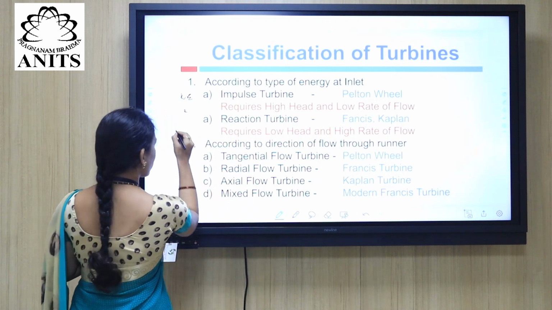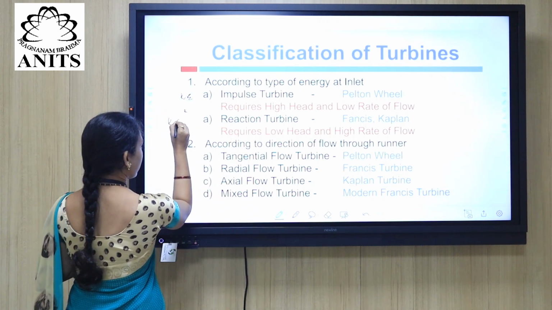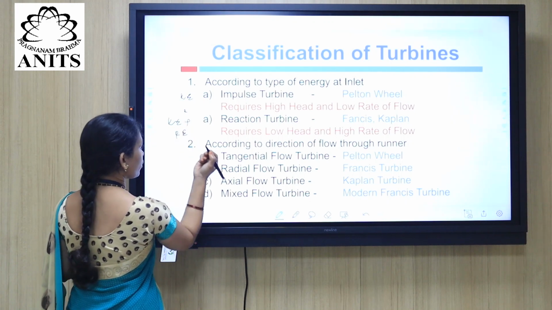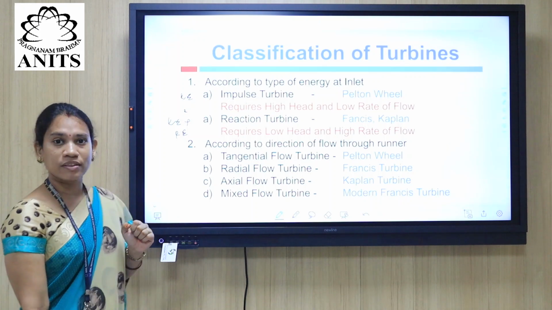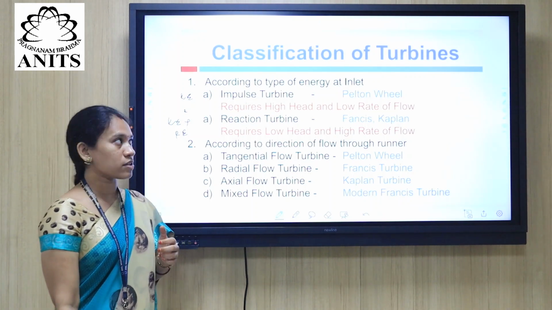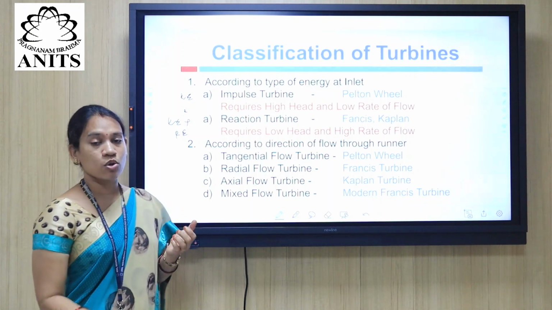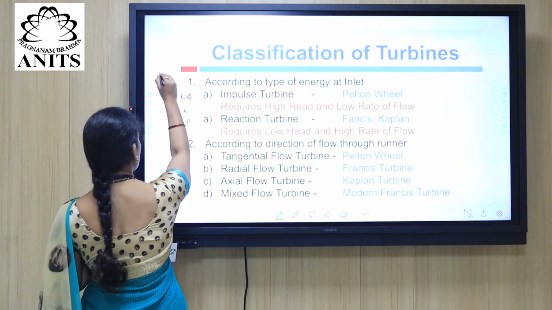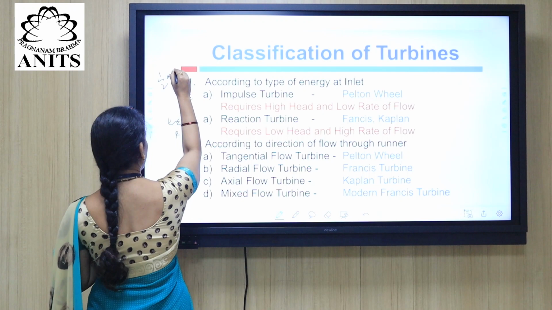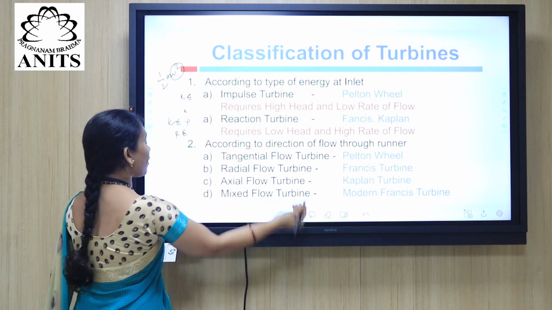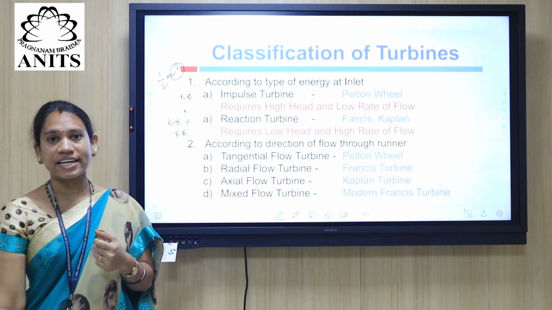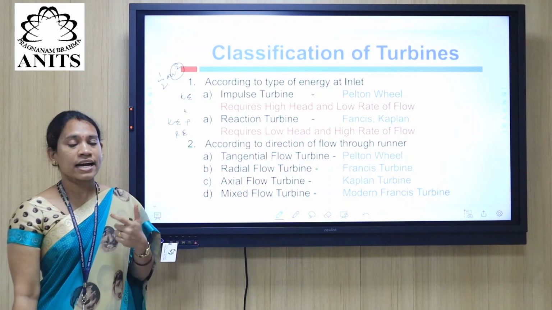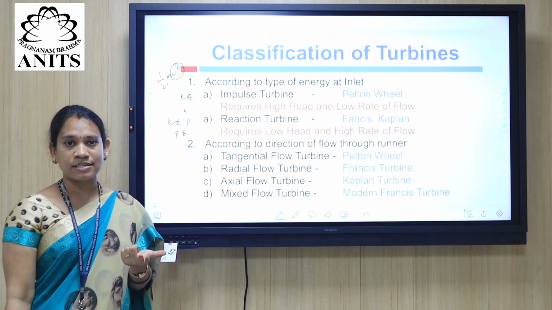In the case of a reaction turbine, the total energy available is the sum of kinetic energy and potential energy. How is this possible? Let us discuss. The basic formula of kinetic energy is half m v square, so velocity plays a vital role in developing kinetic energy. If the velocity of the flow increases, kinetic energy will obviously be developed.